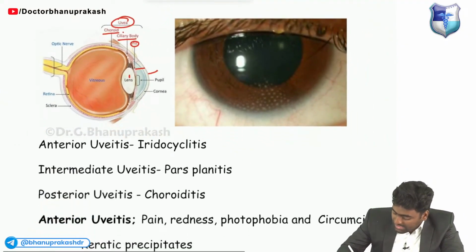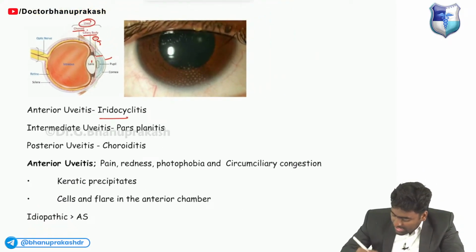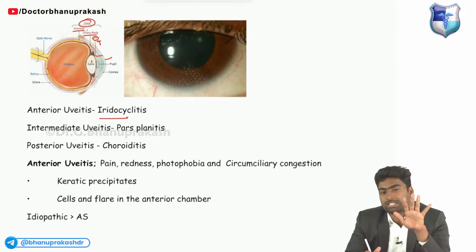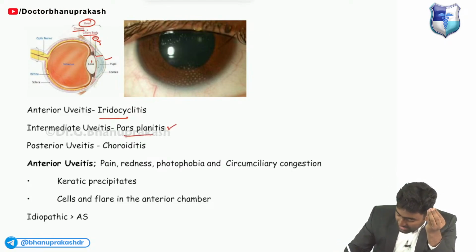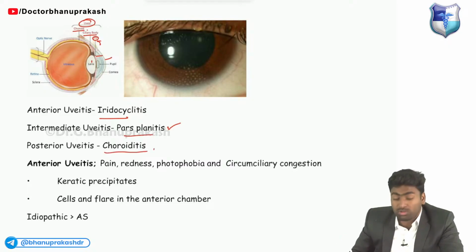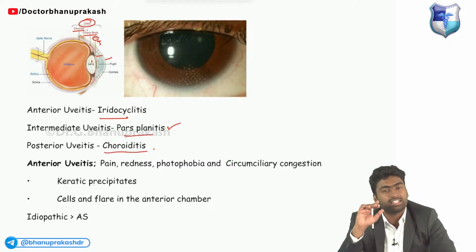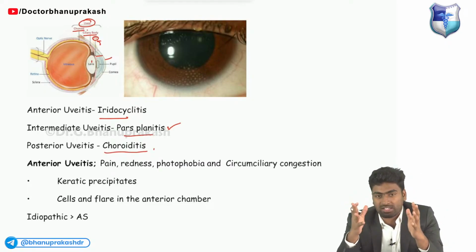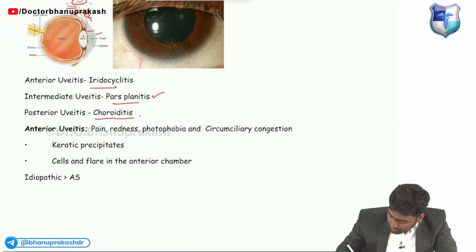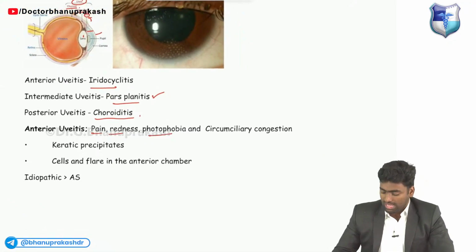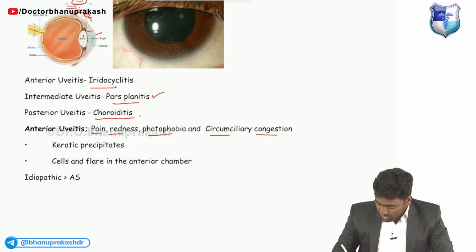For example, if it is iritis or iridocyclitis, it is anterior uveitis. Then the ciliary body has two parts, pars plana and pars plicata. If there is inflammation of the pars plana, it is known as pars planitis. Then if the posterior part, the choroid, gets inflamed, it is known as choroiditis. These are the different types of uveitis, and mostly patients have complaints of pain, redness, photophobia, and circumcorneal congestion, meaning congestion around the eye. These are the usual complaints.